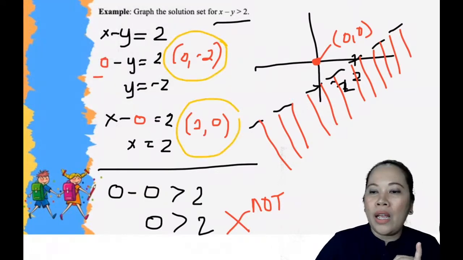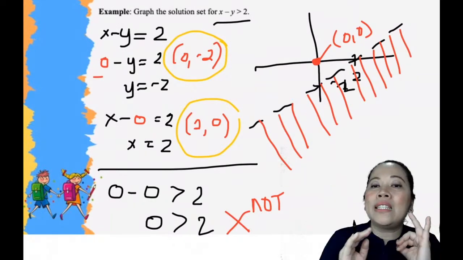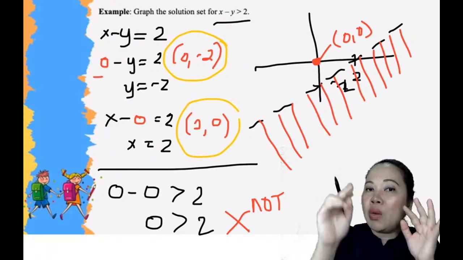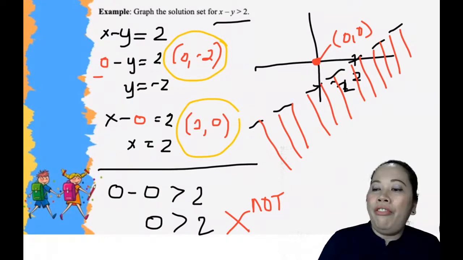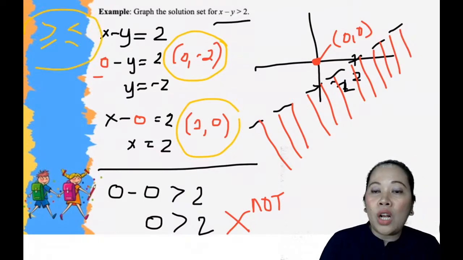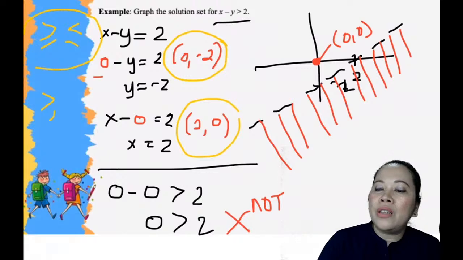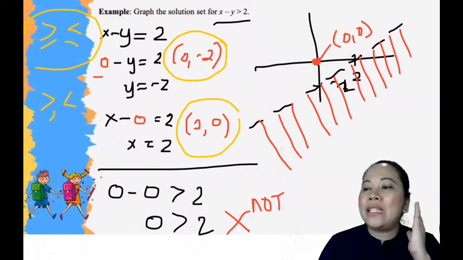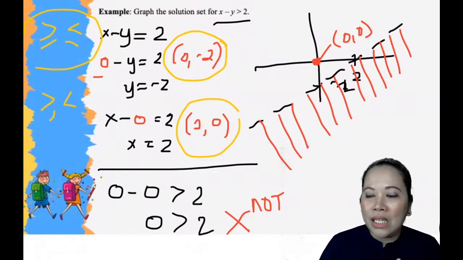x and y. And then the next step is to check the inequality. Is the inequality with the equal sign below it? If it is greater than or equal or less than or equal, that means that it will be a solid line. But if it is greater than or less than only, it's a broken or dotted line.